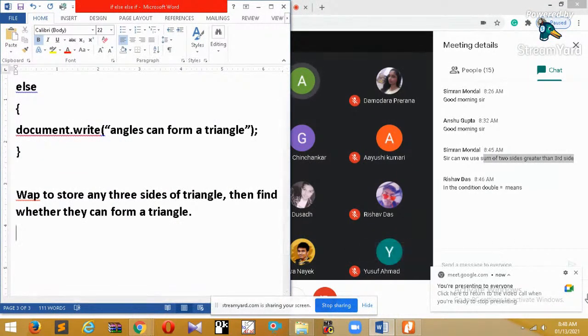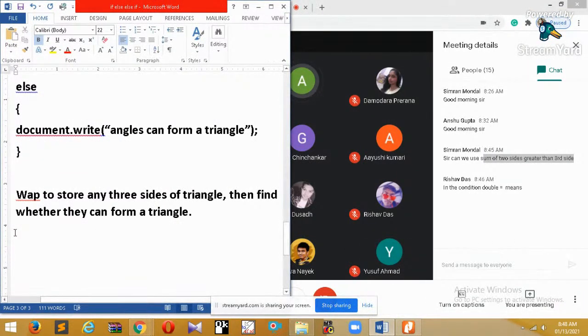All of you try in the chat how we can write it. Suppose we have three values, for example a equals 3.5, b equals 4.5 and c equals 7. Whether they can form a triangle or not. How can we write this using a, b, c, the three given sides?